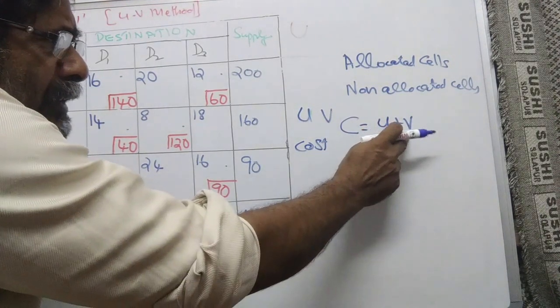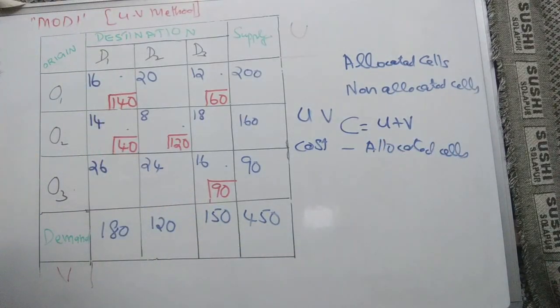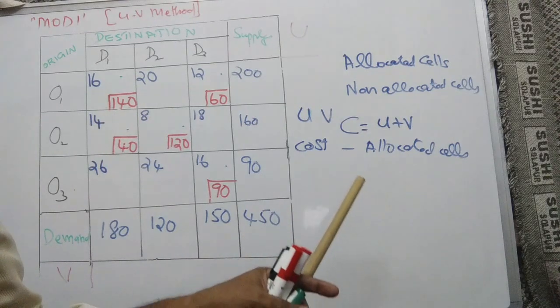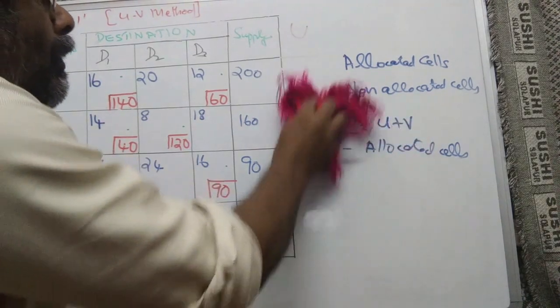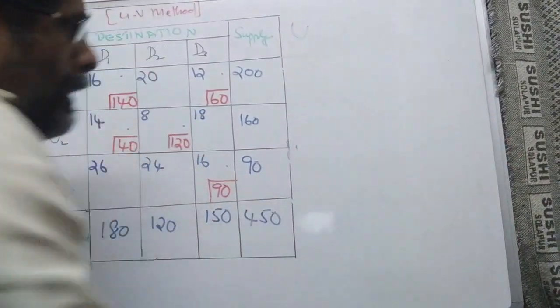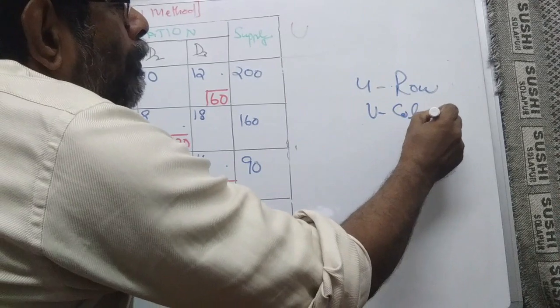And we calculate the two coefficients such that C equals U plus V for allocated cells. That is simply a puzzle. What is C? Cost. What are U and V? They are two constants. For what cells do we calculate? Allocated cells. We calculate U and V for allocated cells by an arbitrary method. Starting that procedure, we use the UV method, C equal to U plus V, at first for the allocated cells. U for row and V for column.